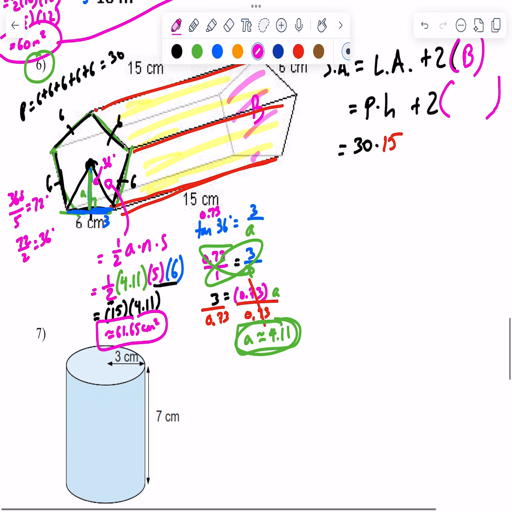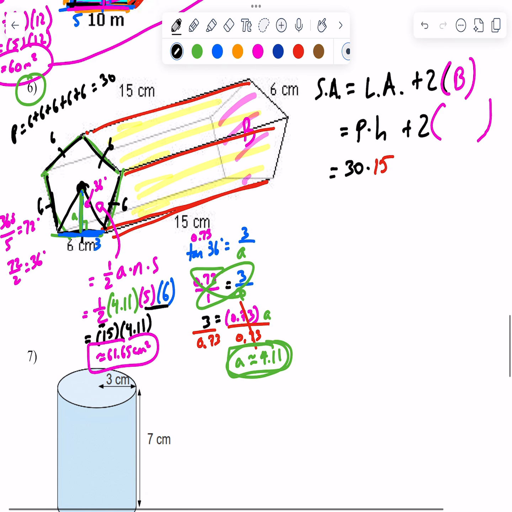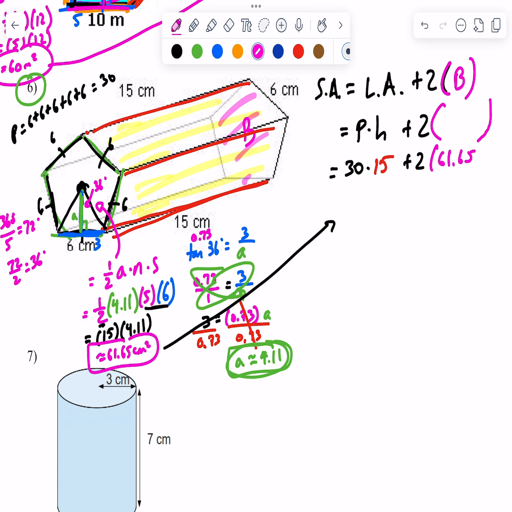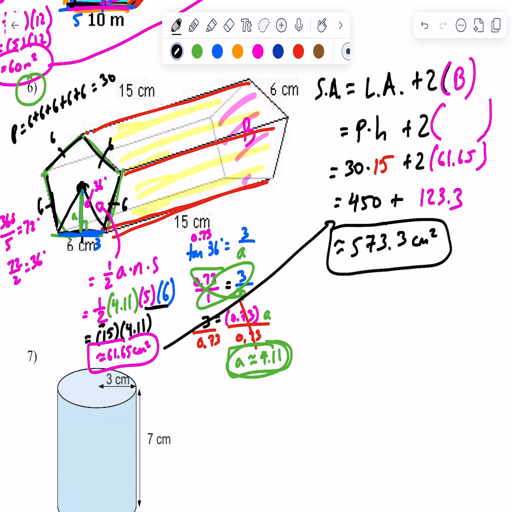Okay, so I got 61.65 in the front, 61.65 in the back. Let's plug this in over here. 30 times 15 is going to give us 450, plus 2 times 61.65, that's 123.3. So we got 450 for the lateral area plus 123.3. Add them all up, we get approximately 573.3 centimeters squared. That's our surface area.